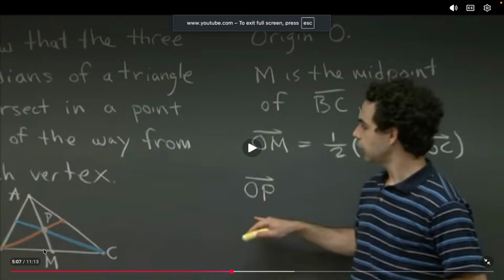Okay, so good. So now we need the vector AM. Well, we know what the position vector of A is. It's just OA. And we also know what the position vector of M is. It's OM. So that means that AM is just the difference of those two vectors.